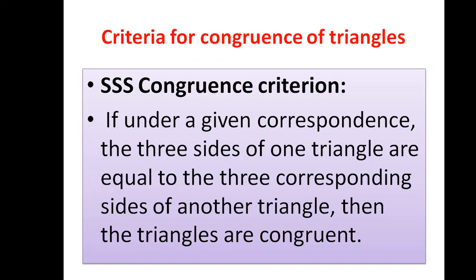To find out whether two triangles are congruent or not, we have certain criteria. With those itself we can find whether the two triangles are congruent. So the first congruence criterion is SSS, three sides. If under a given correspondence the three sides of one triangle are equal to the three corresponding sides of another triangle, then the triangles are congruent. All three sides of the triangles are equal, then the two triangles are said to be congruent.